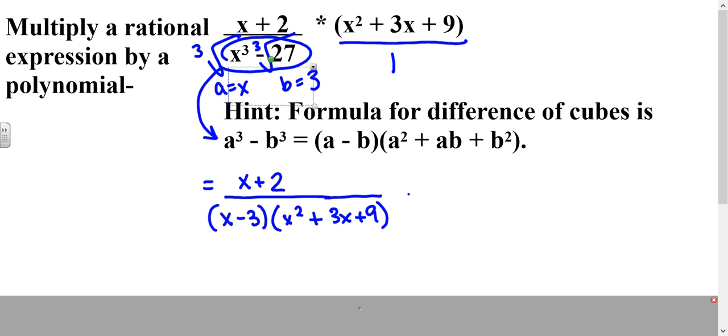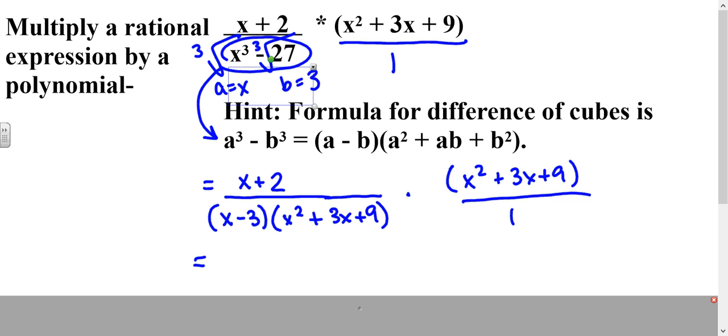Now the second one is already x squared plus 3x plus 9 over 1. And I could try to factor that, but if I try to factor it, I'm finding factors of 9 that add to be 3. And so my options would be 1 and 9, which add to be 10, or 3 and 3, which add to be 6. So this one would not be factorable.